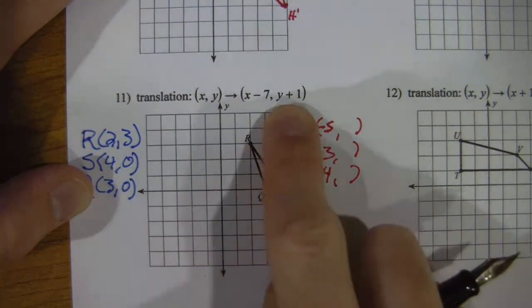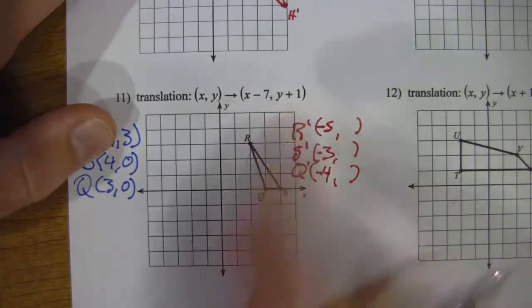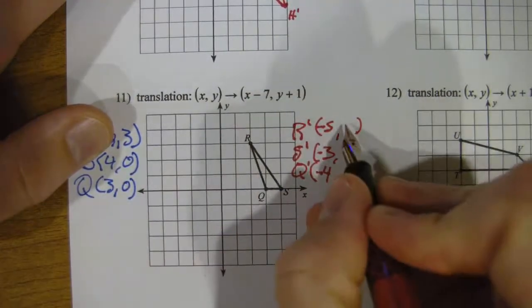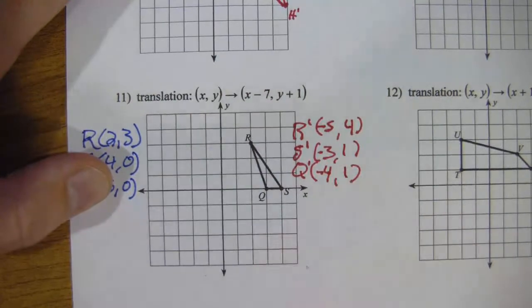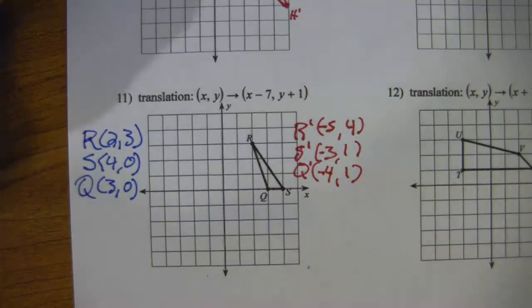All right, let's try y's. Y's, it's telling me it's going up 1, so we just got to add. So 3 plus 1 is 4. 0 plus 1 is 1. 0 plus 1, of course, another 1. Simple as it can be.